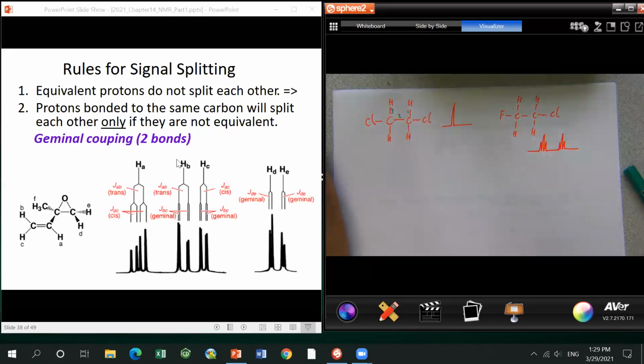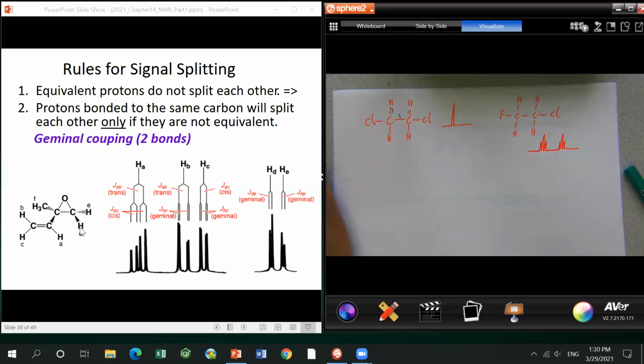The example shown here for this molecule: we look at only HE and HD. They have different chemical environments, so they will have different chemical shifts. HE is cis to the methyl and trans to the alkene substituent; HD is cis to the alkene substituent and trans to the methyl. They have different chemical shifts, so they will couple to each other.